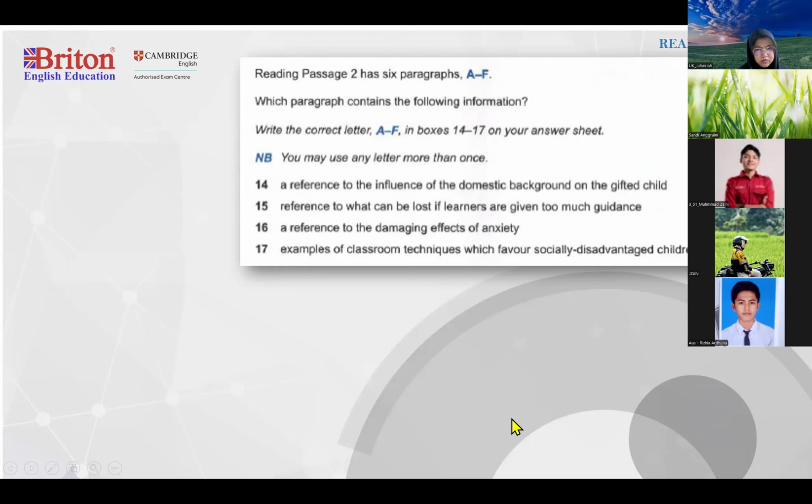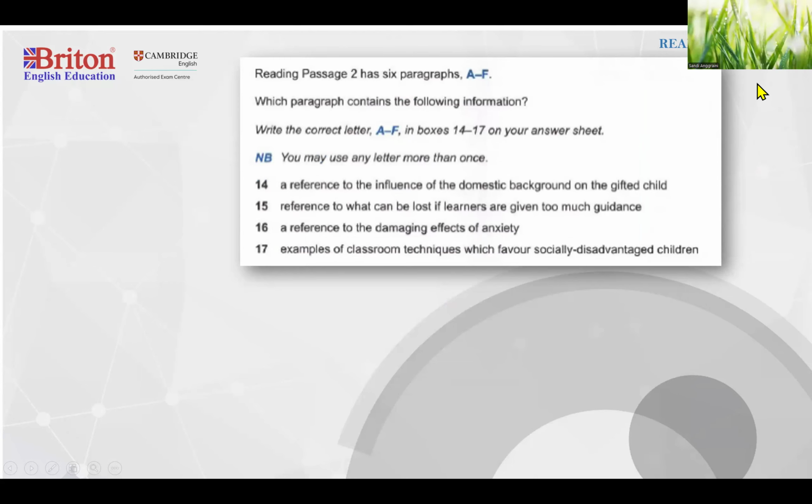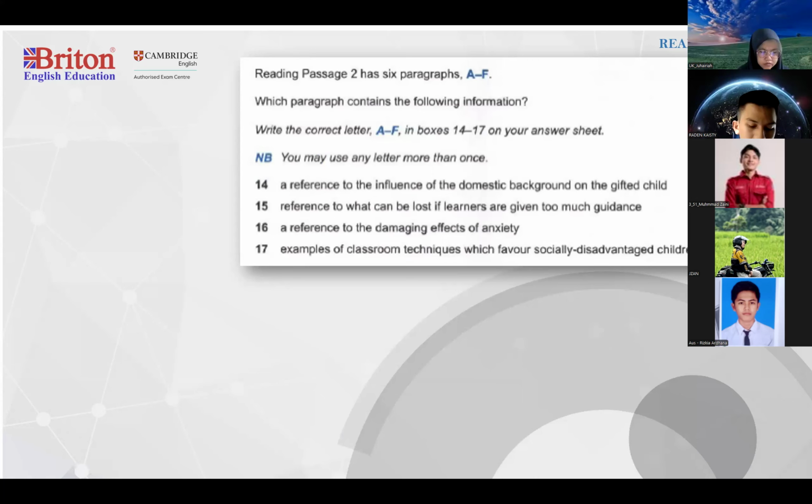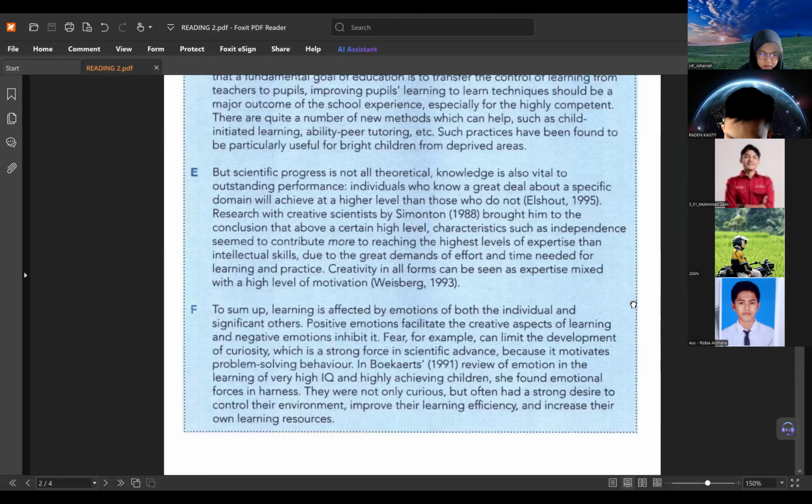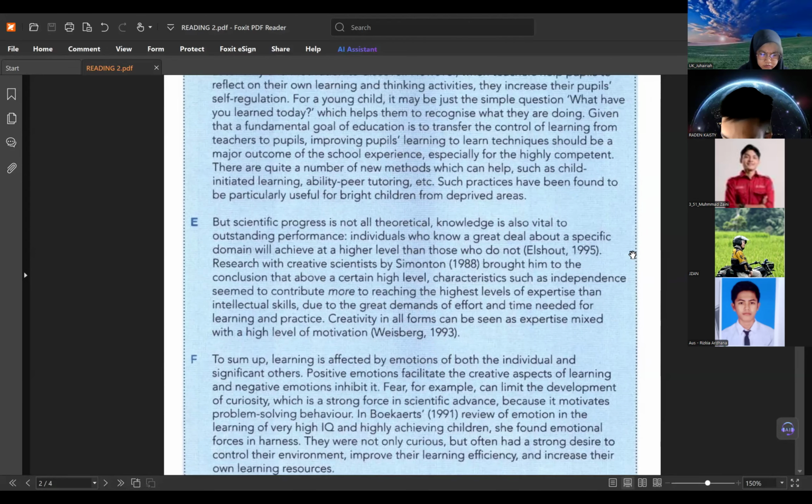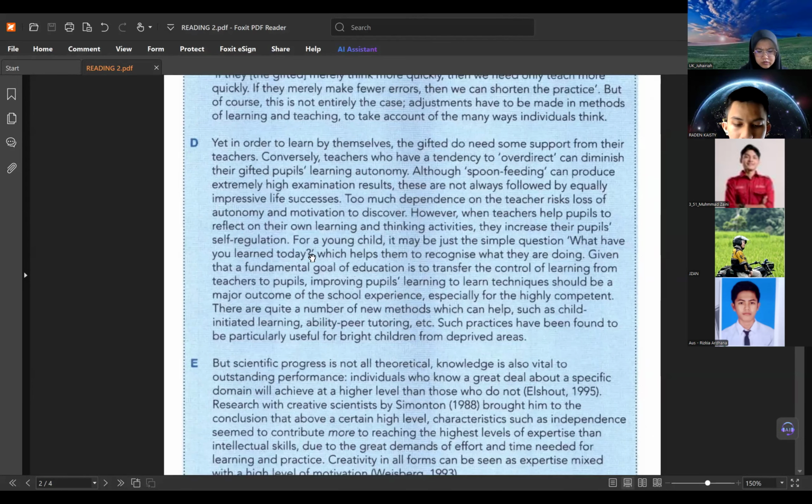Number 17. What's the keyword? Yes, Mr. Classroom technique. Okay. Very good. And socially disadvantaged children. Excellent. Very good. Those are the keywords. I agree with you. I would choose the same keywords to look for the information. Now, scan the text. Where do you find that? Classroom techniques favor socially disadvantaged children. In D. Okay, which part?